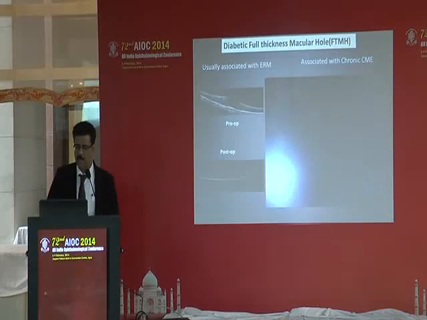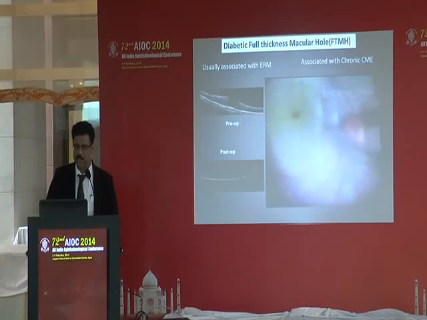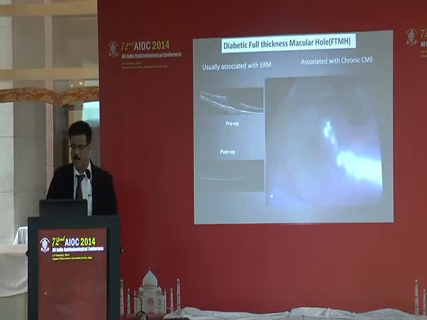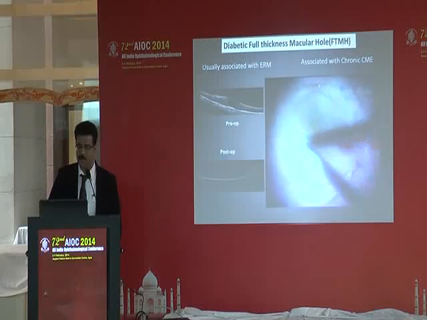I stained the ERM with the help of trypan blue initially to remove the ERM, and the vitreous cortex part was incompletely removed. I removed the ERM part also, but it was again not completely removed. Then I injected the brilliant blue green dye to remove the ILM also.